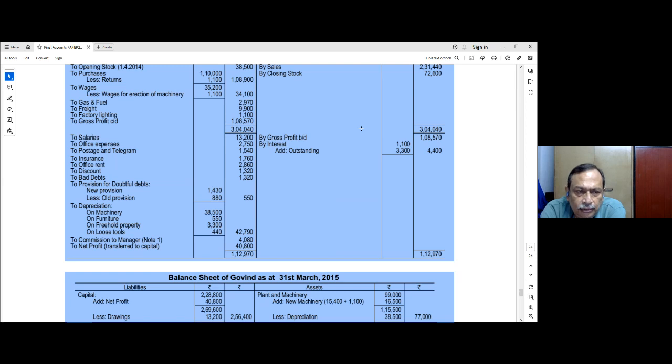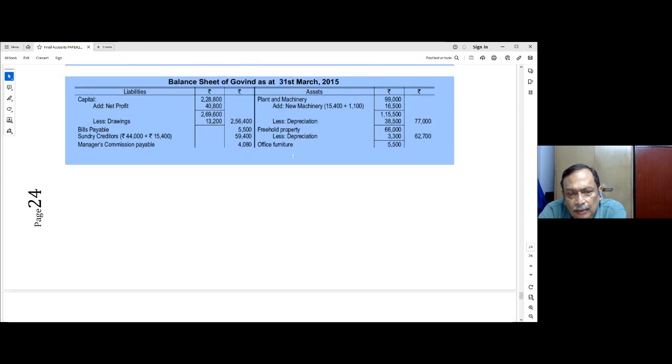Then we are writing to depreciation, respectively on machinery, furniture, freehold property, and loose tools. Then we are required to write to commission to manager, and for that, a working note is to be made. And let us come to the working note.